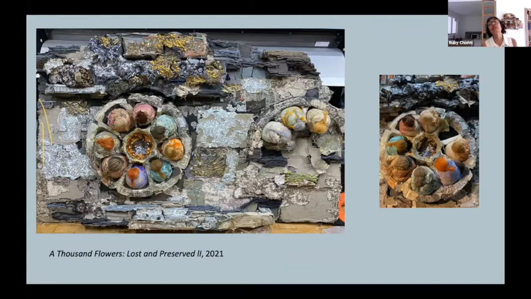So I just wanted to make them like a fragment from the past, because I'm interested in the persistence of the passage of time, as you see in the layers of geological history and geological time.